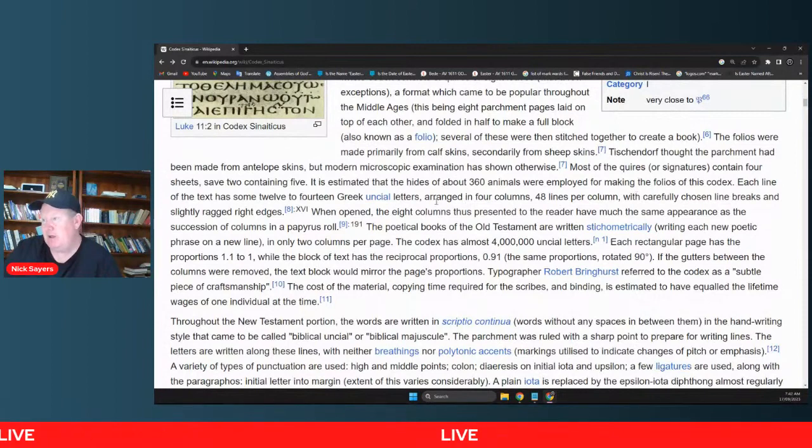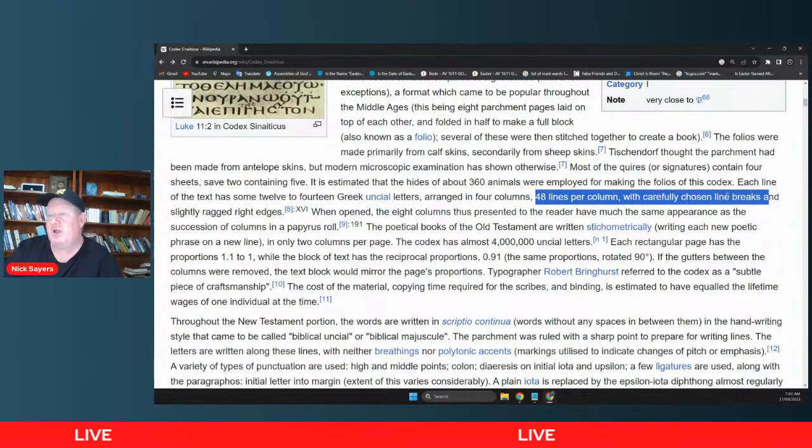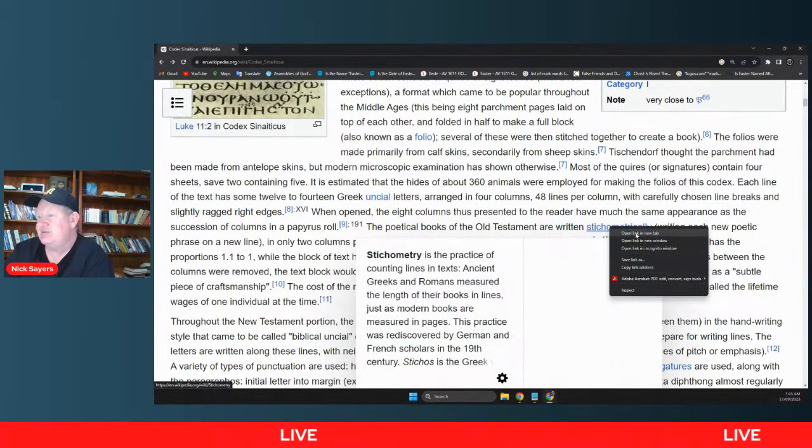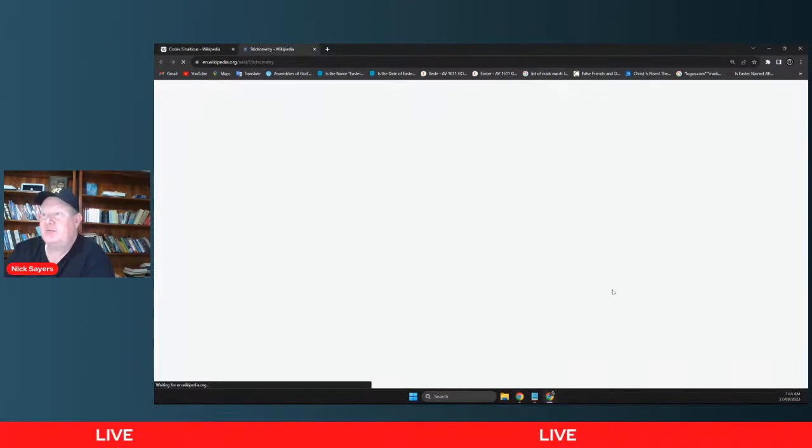Arranged in 4 columns, 48 lines per column, with carefully chosen line breaks and slightly ragged right edges. When opened, the 8 columns thus presented to the reader have the same appearance as the succession of columns in a papyrus roll. The poetic books of the Old Testament were written stichometrically, writing each new poetic phrase on a new line. So that's interesting. Let's open that article there.